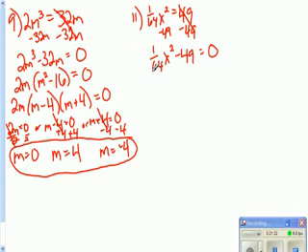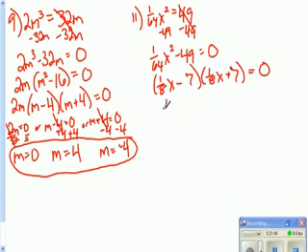And 1 over 64, the square root is 1 over 8. So I'm going to have 1 over 8x minus the square root of 49, which is 7, and 1 over 8x plus 7 equals 0. So either one of those could be my 0. So rewrite that.